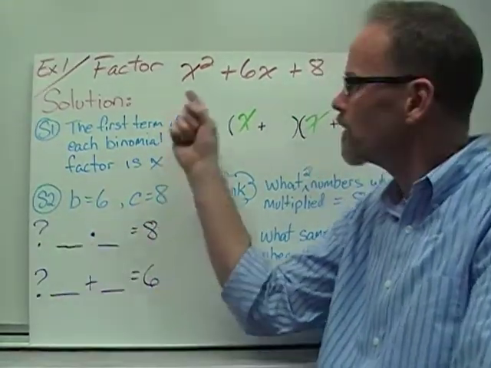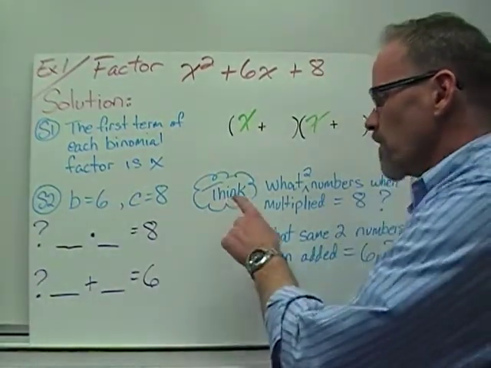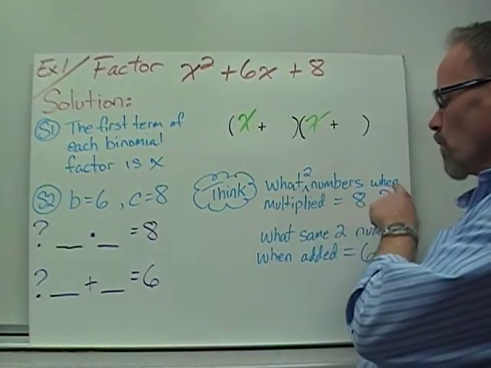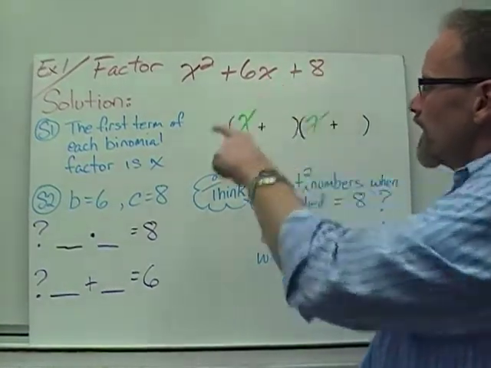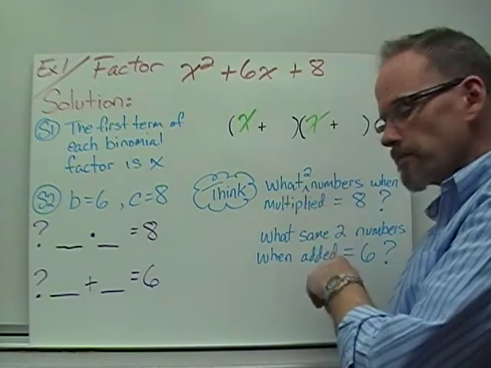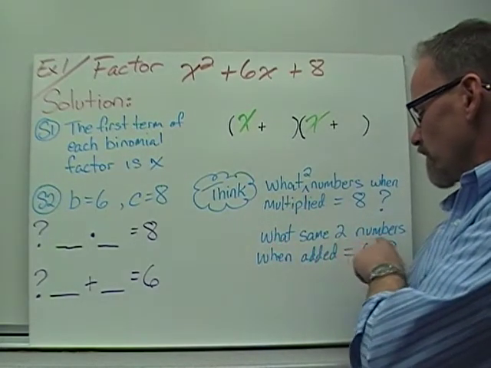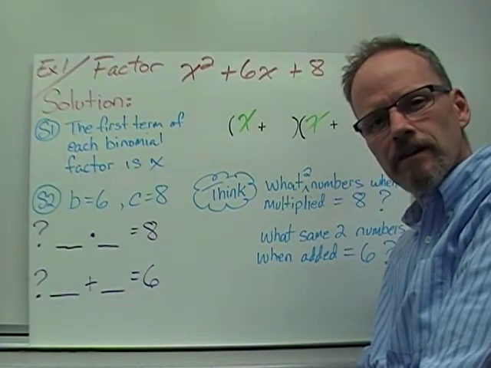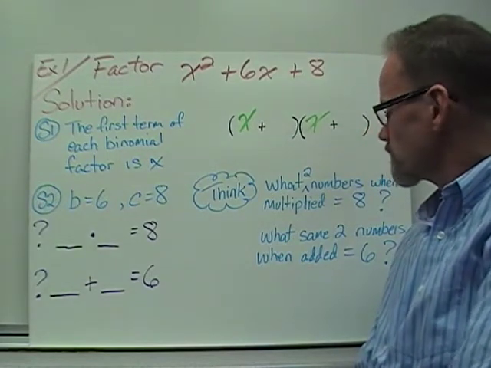Remember where I pulled that from. B is 6, C is 8. Now here comes the tricky part. I want you to think, what two numbers when multiplied will equal 8? And I'll bet you are coming up with some right now. 2 and 4. But they need to be the same two numbers that, when I add them, give me 6. 2 and 4 added together, that's 6. And 2 times 4, yes, for sure.